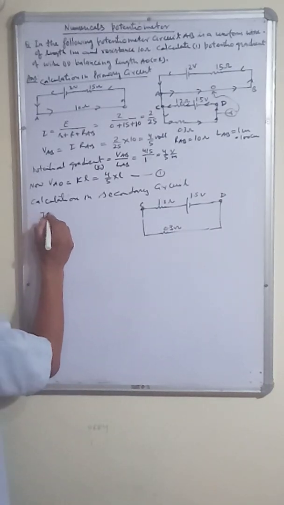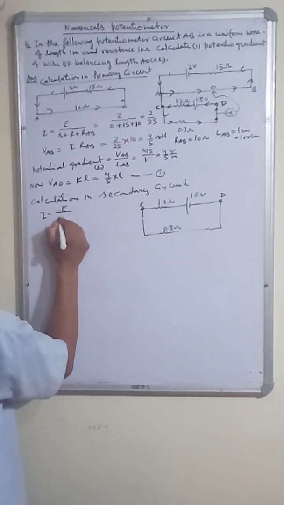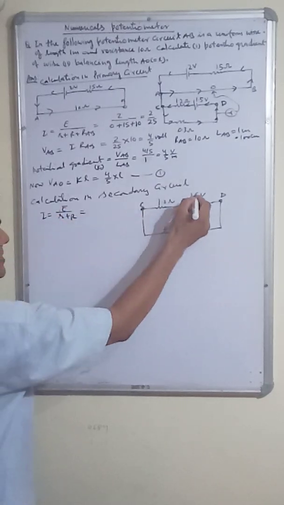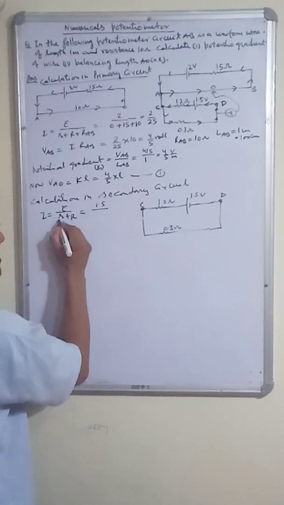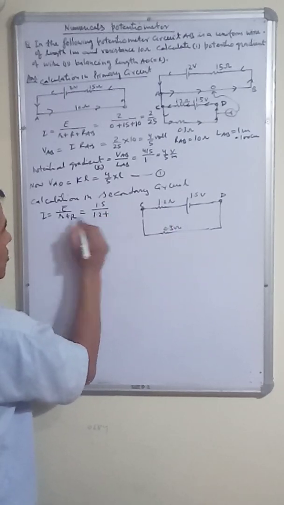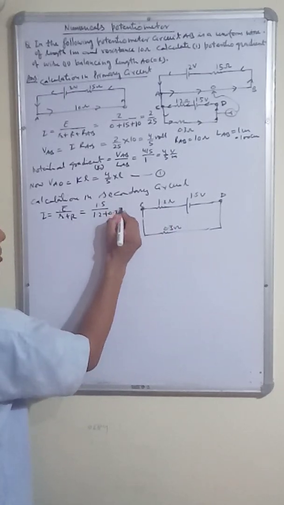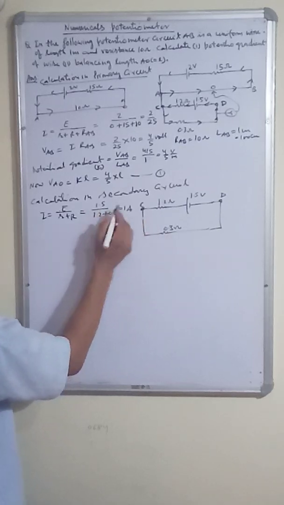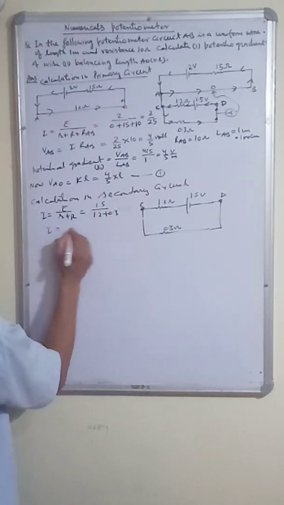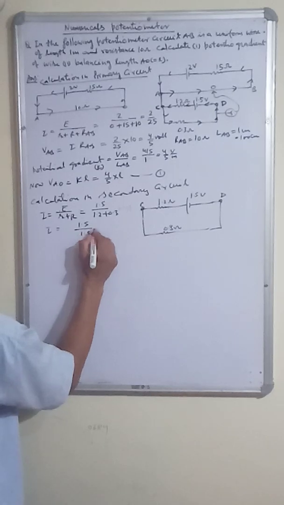Now what is the current in this circuit? E upon R plus r. What is E? 1.5. What is r? Internal resistance 1.2, and what is external? 0.3. You solve it, it comes out to be 1 ampere. You can take one more step: 1.5 upon 1.5.